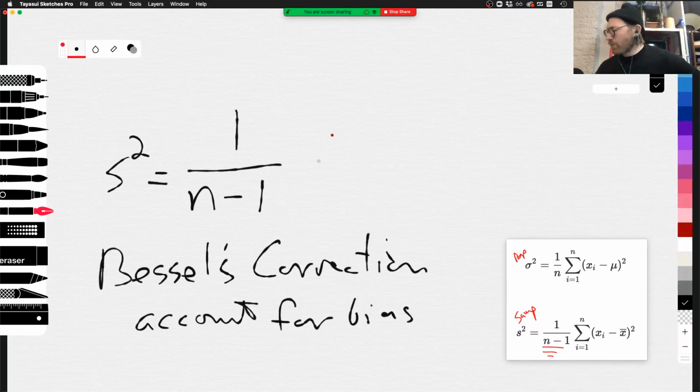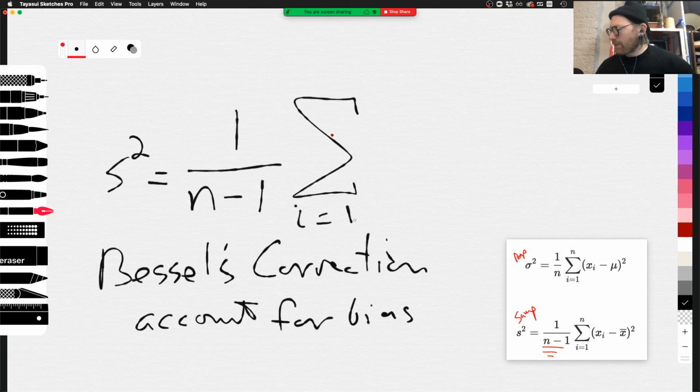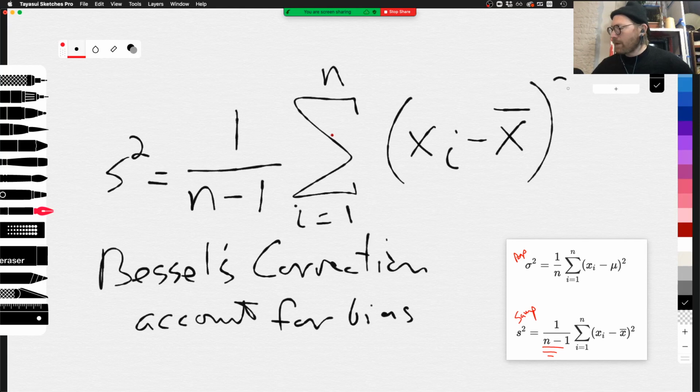So I'll continue putting everything in here. This is just the sum from the first item to the nth item. And of course, we still have this x sub i, which is just our input data. Notice instead of subtracting mu, I'm subtracting x bar. And we're squaring that to get rid of the negatives.